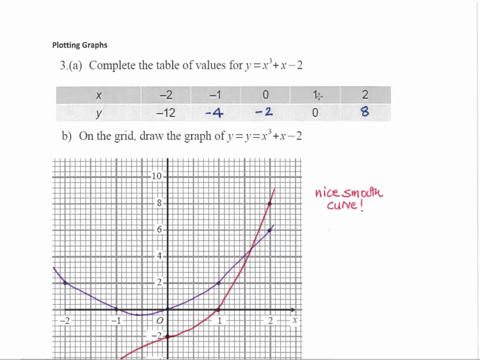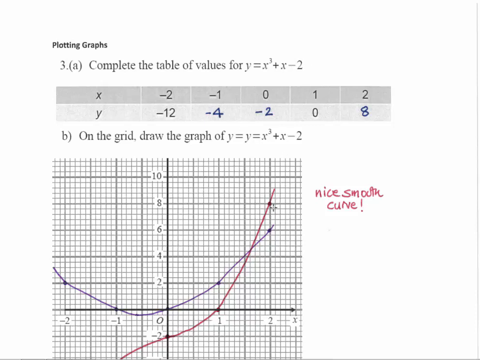When x is 1, y will be 1 cubed, plus 1, which is 2. Take away 2, 0. When x is 0, it will be 0 cubed, plus 0, which is nothing. Take away 2, minus 2. X is minus 1. Minus 1 cubed will be minus 1 times minus 1, which is 1, times minus 1, which is minus 1. Add minus 1, now that takes us up to minus 2, and now we're taking away a further 2, which gives us minus 4.